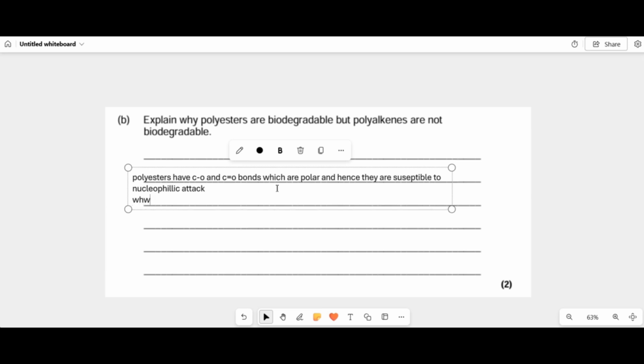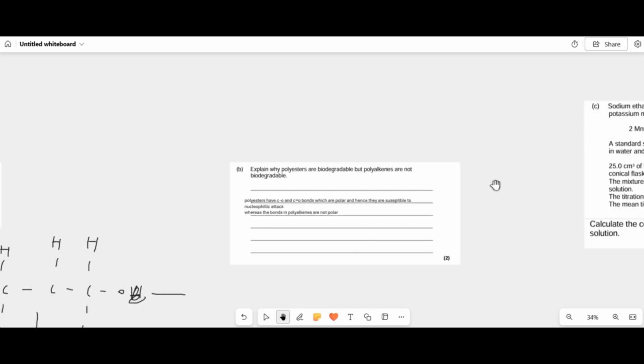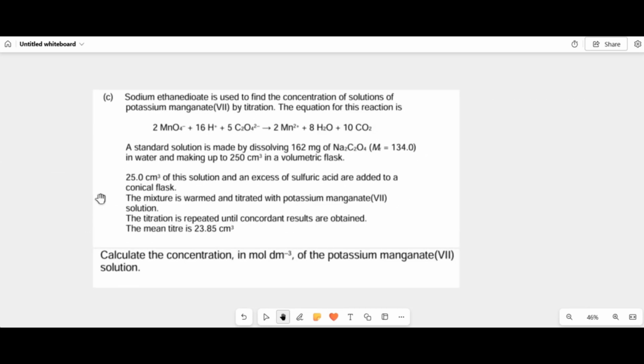Whereas the bonds in the other ones, polyalkenes, alkenes are non-polar. That's all you have to say for those 2 marks. That's 2 marks solidified. Easy 2 marks here.